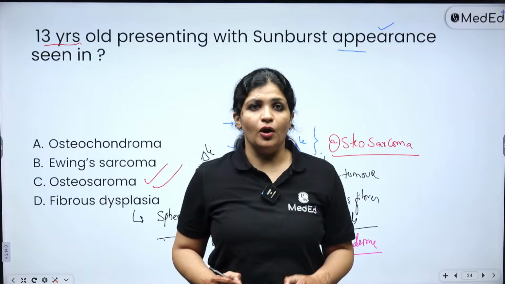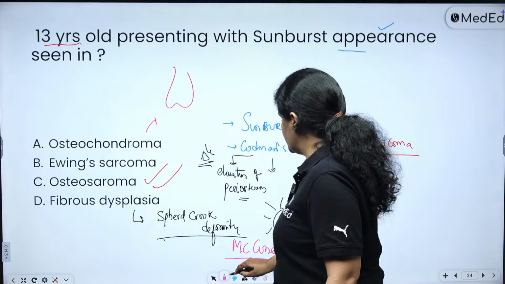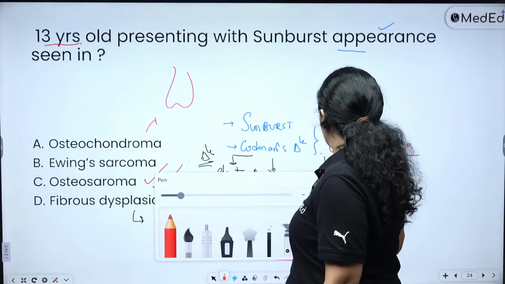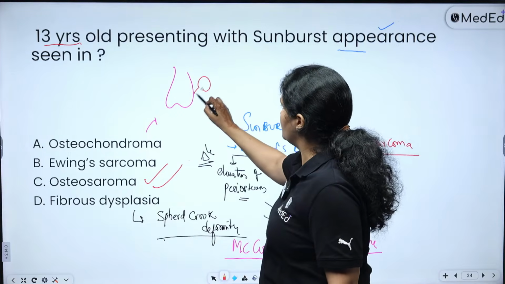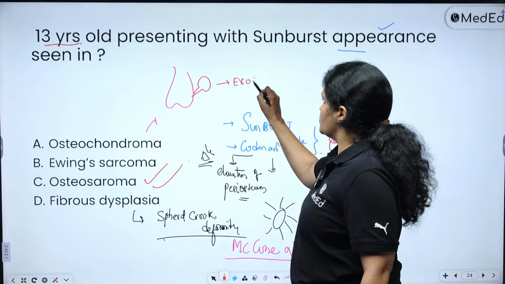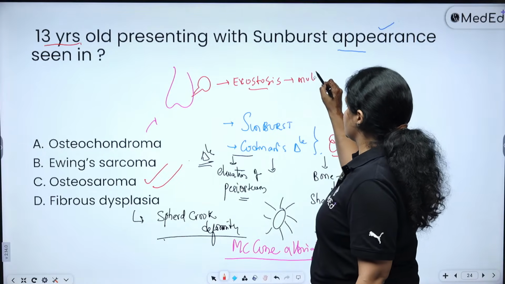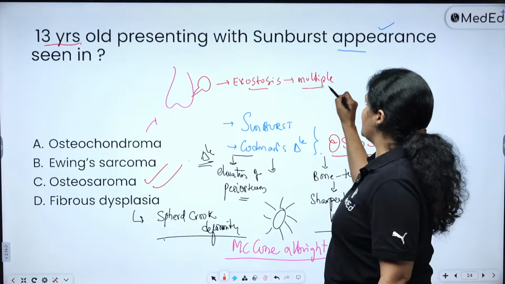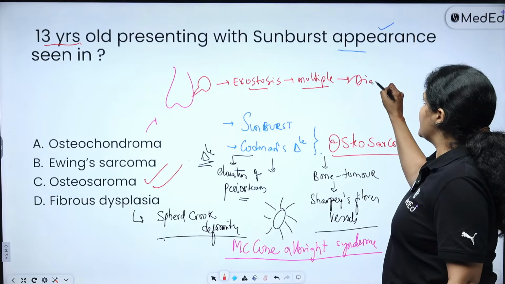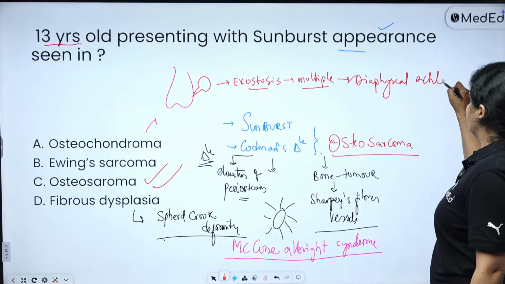Osteochondroma. What is osteochondroma? Osteochondroma is nothing but excessive growth. So if this is your femur and you see something growing, excessive bone growth, this is osteochondroma. This is also called exostosis, and when multiple exostoses are present, it is also called diaphyseal aclasis.